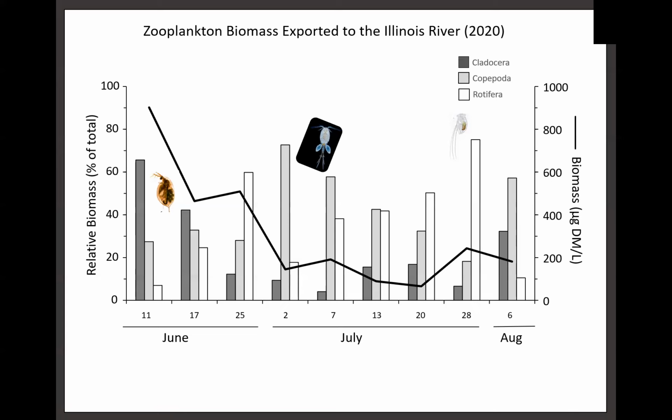Now, rotifers remained a relatively important component of the biomass throughout the summer, peaking again at the end of July, making up about 75% of the total biomass exported from Emiquon to the river. Copepods remained a steady source of biomass export throughout the summer, ranging from 20 to 73% of total biomass exported.